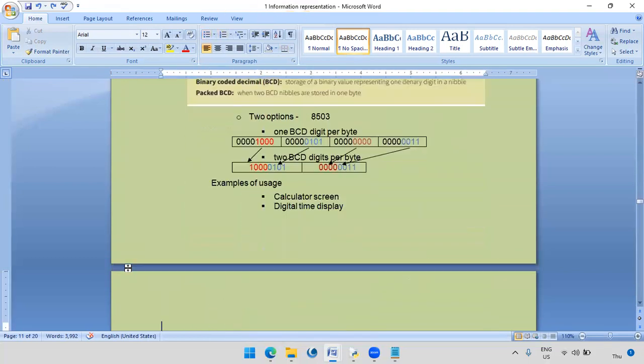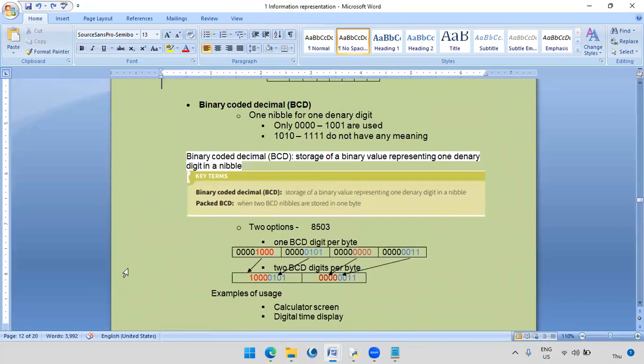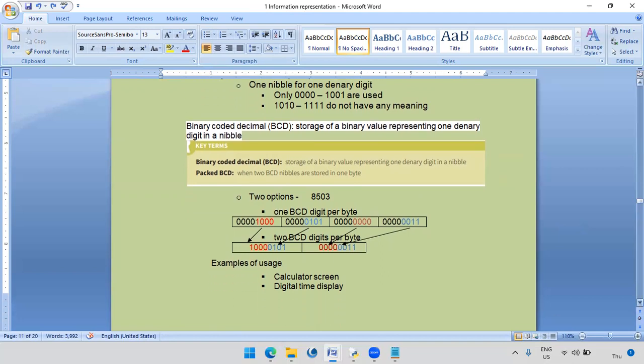Then you have binary coded decimal. A way of coding digital displays and all that. 1 nibble for 1 denary digit. And a nibble is 4 bits. So 0000 to 1001 are used. 1010 to 1111 do not have any meaning. Why is that? Because a single digit in denary can go only up to 9. So this is it, 0 to 9. And these have no meaning. You won't use those in BCD.